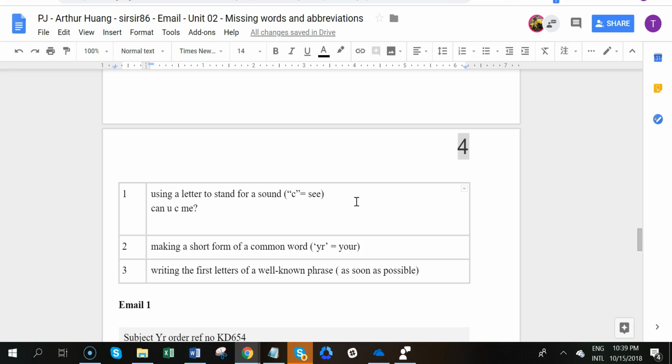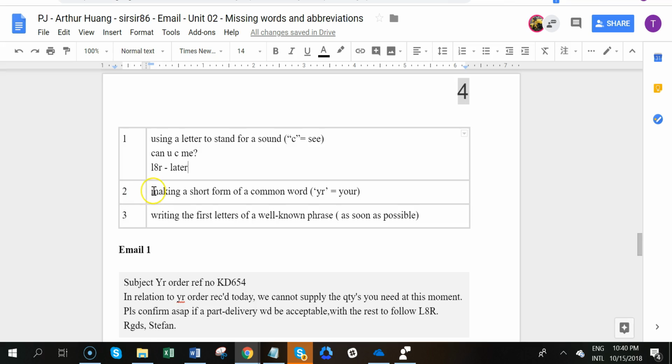Another letter stands for a sound. Maybe this one. Do you know what this is? Can you read that? The first character is L, then L A R. How can you read that as an English word? Later. Yes, later. That is how you read that word. Okay, can you please read number 2?